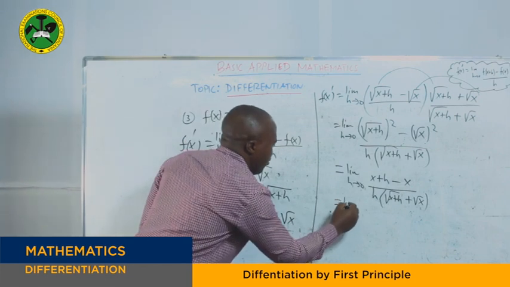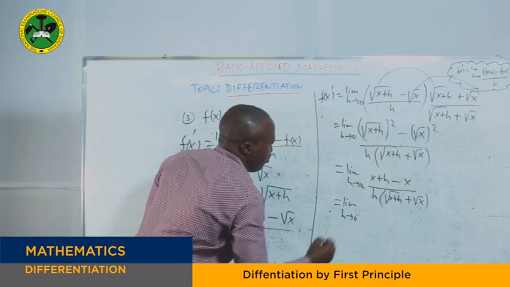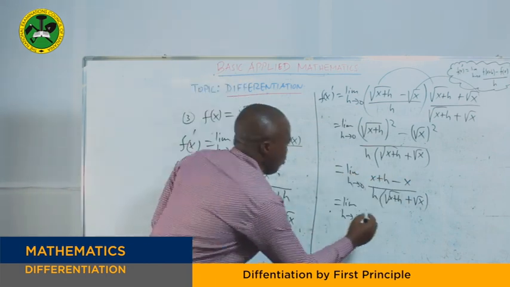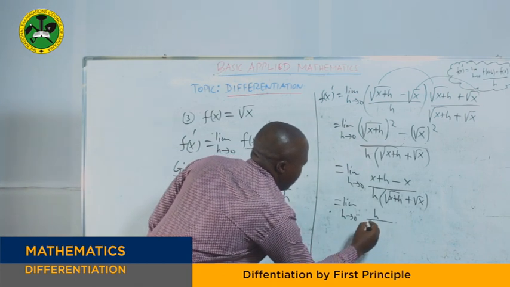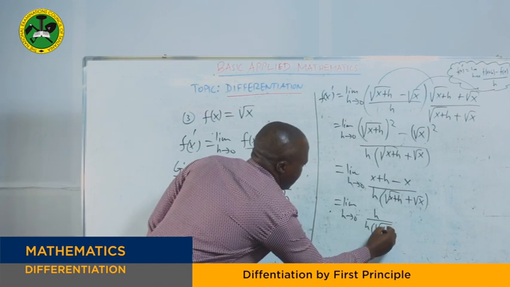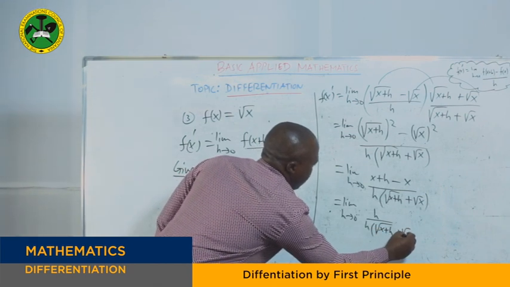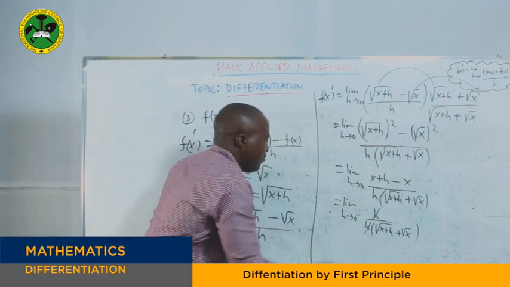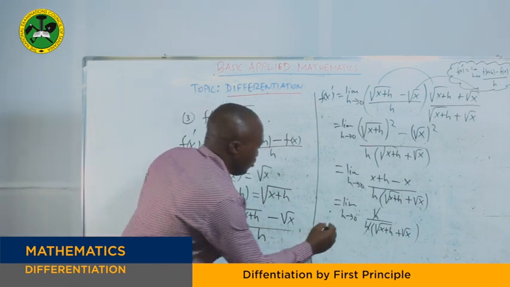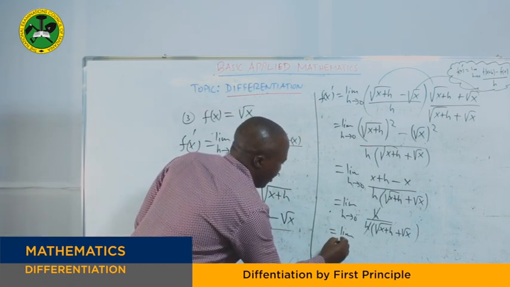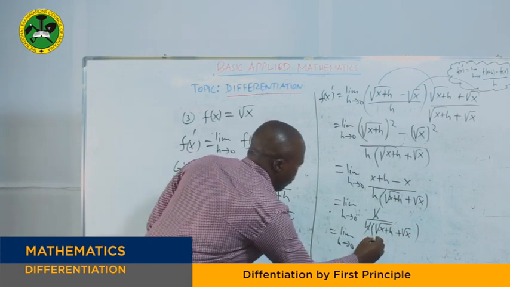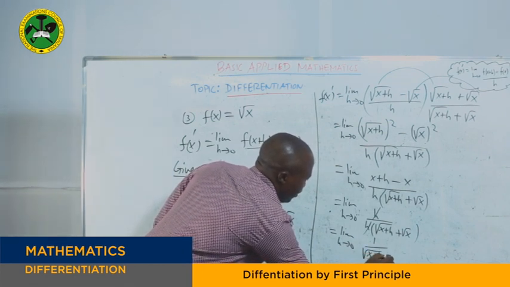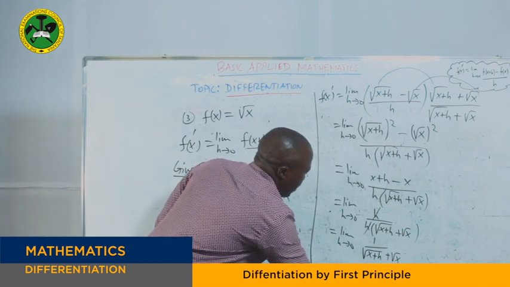So we have the limit of, as h approaches 0, then we have x minus x, that is 0. We are going to remain with the h over, that is h times the square root of x plus h plus square root of x. Now here we can simplify h by h. Then we are going to have the limit of, as h approaches 0, 1 over square root of x plus h plus square root of x.